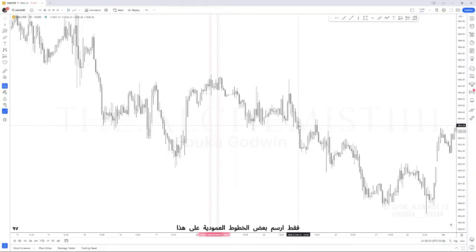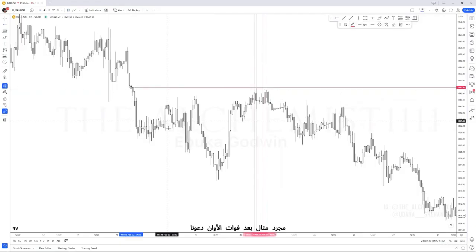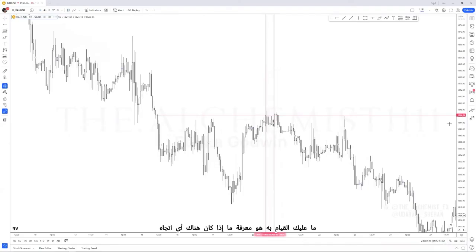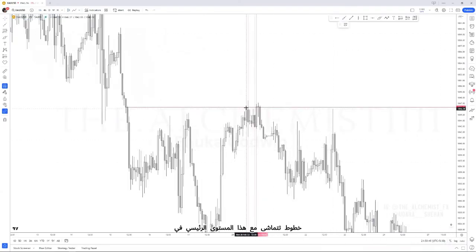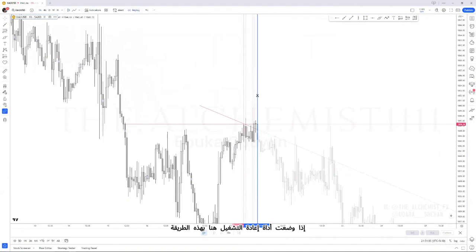Draw some vertical lines on these timings, the session openings, session kill zones and session timings, and then see where price reversed from, just as a hindsight example. Then see if there are any trend lines in line with these key levels at this time of the day. If I put the replay tool here, this is how it should look.